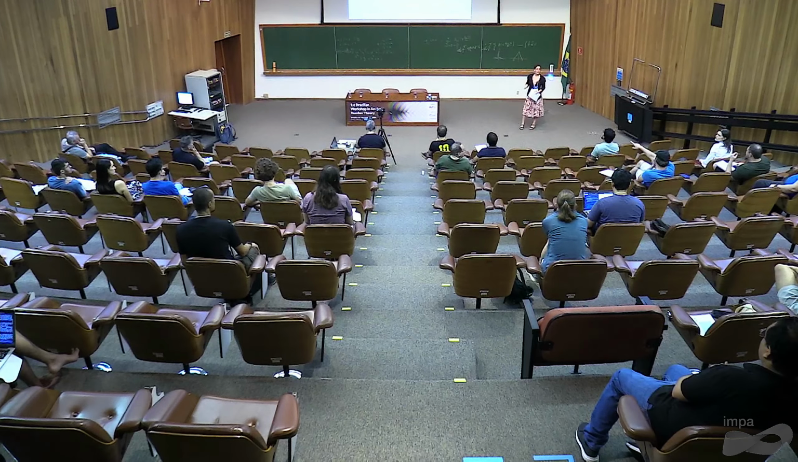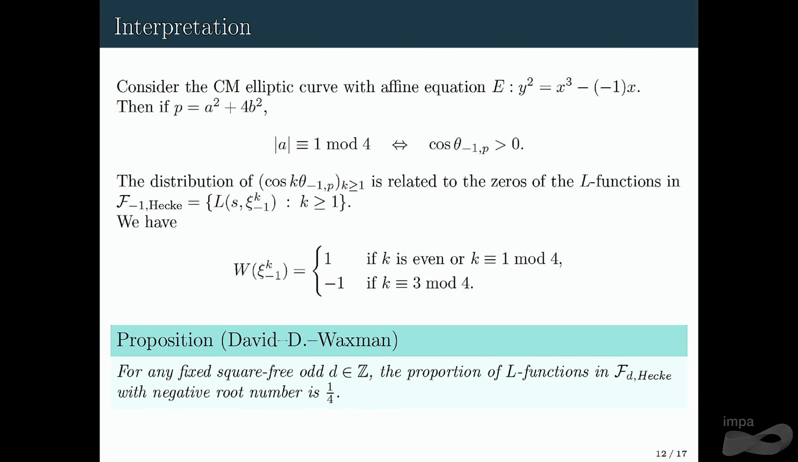So in the previous theorem with Waxman, what do you assume? And this one? You assume unconditional. This one we computed the root numbers. So yeah, there is nothing.